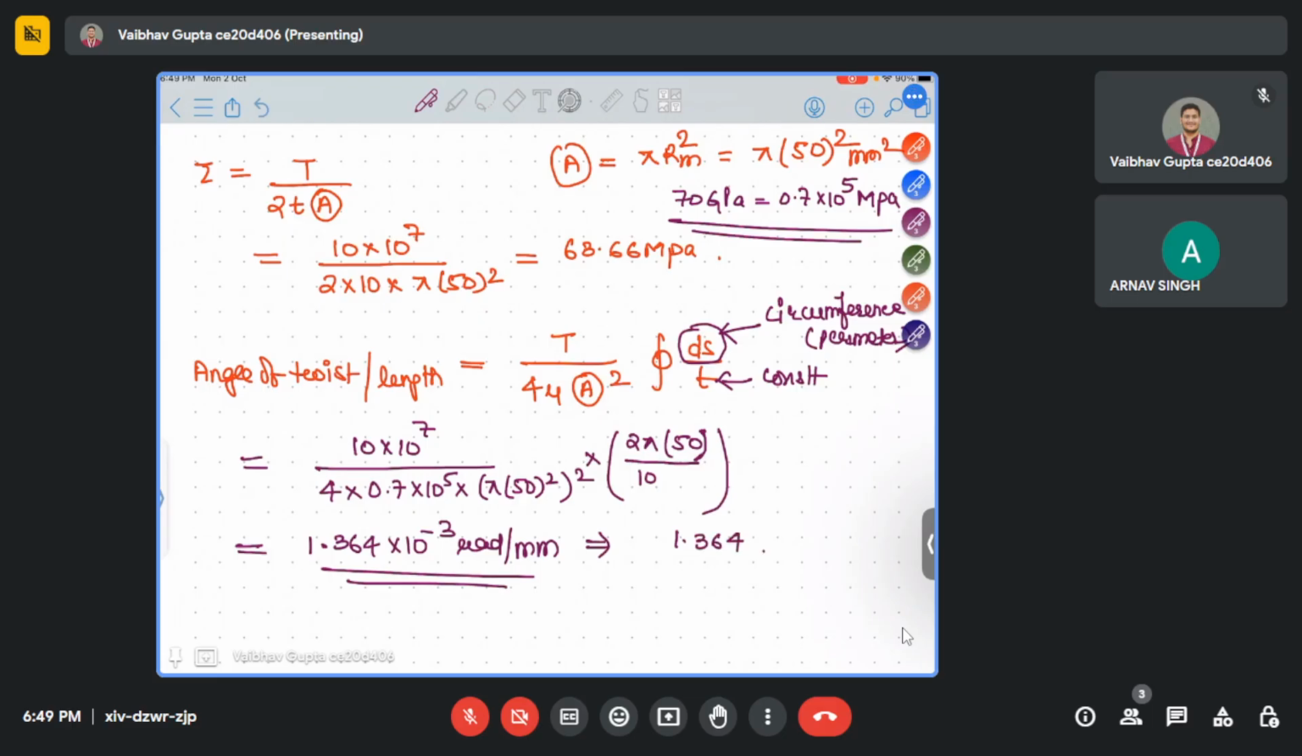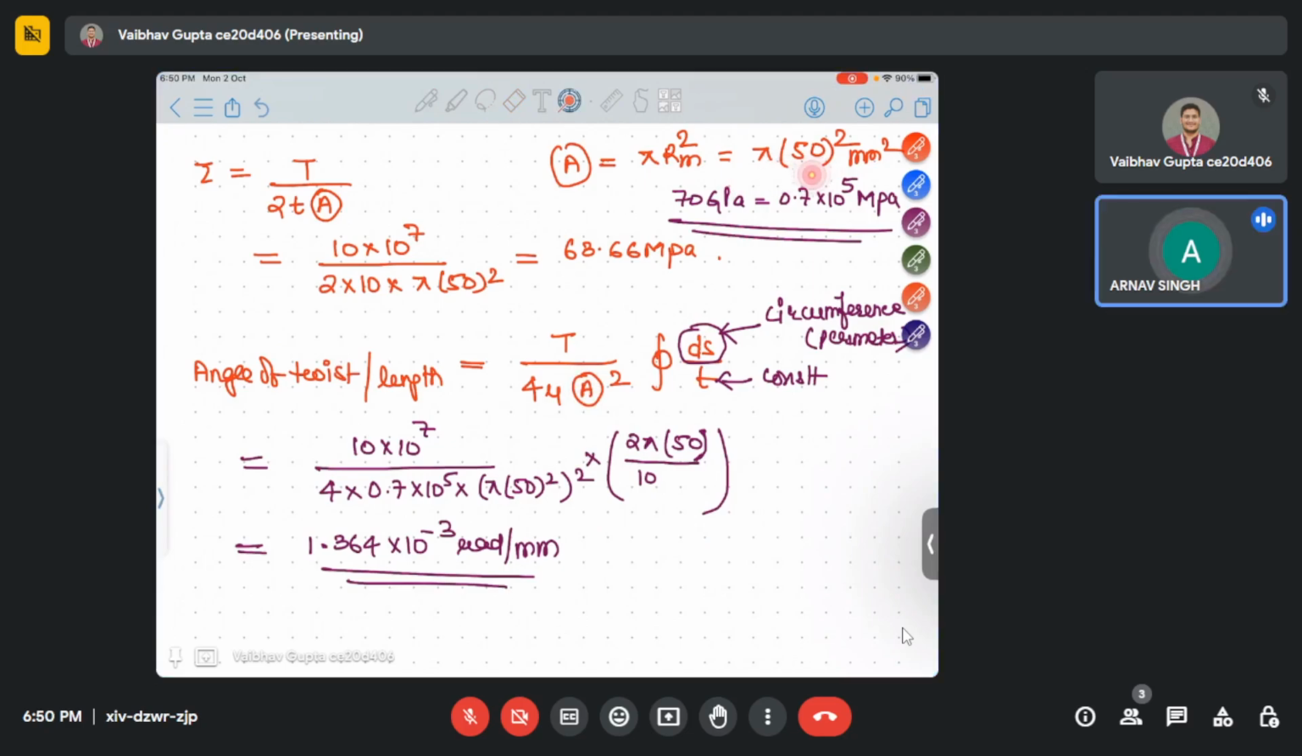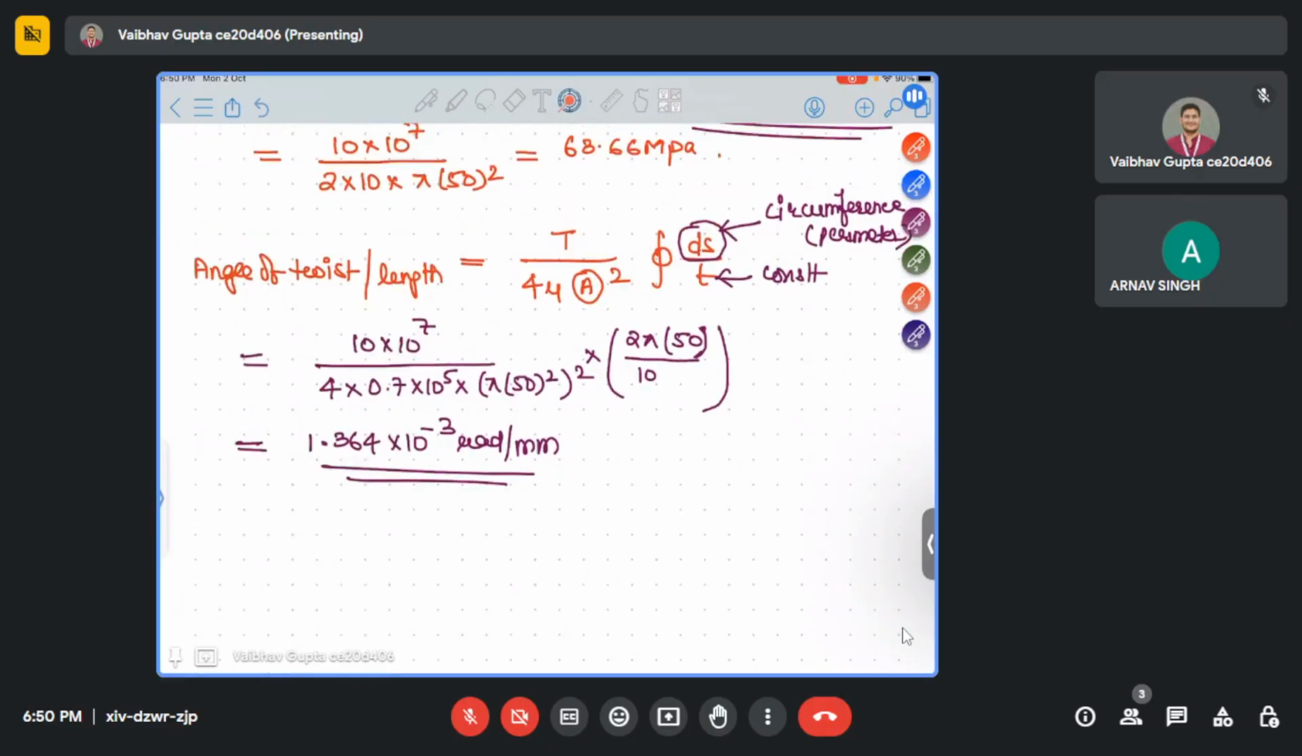Is this pi of 50 the whole square? Yes, because it is the enclosed area square. See, this is the enclosed area we calculated here. This enclosed area square is pi into 50 square, whole square. Get it or not? Get it, sir. So this is the angle of twist per unit length.